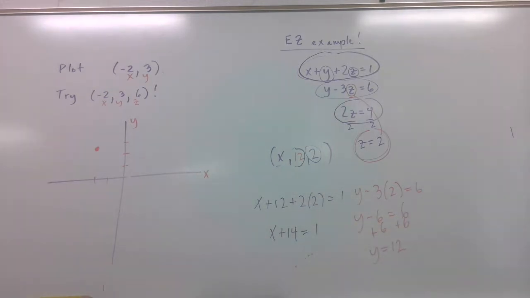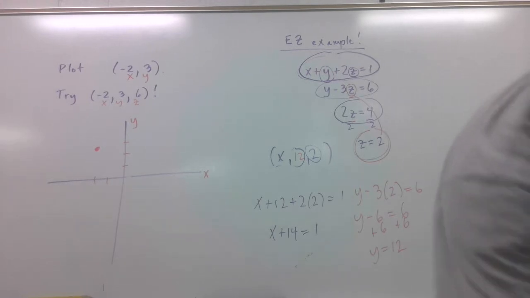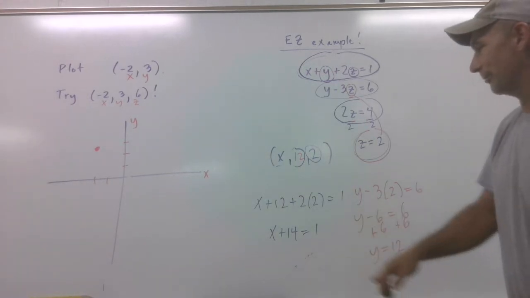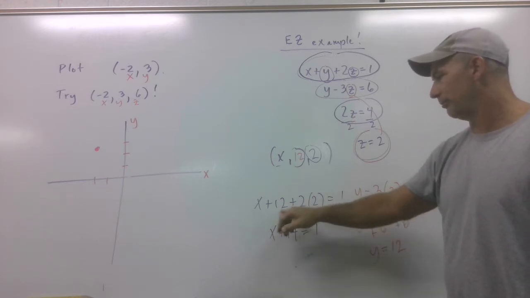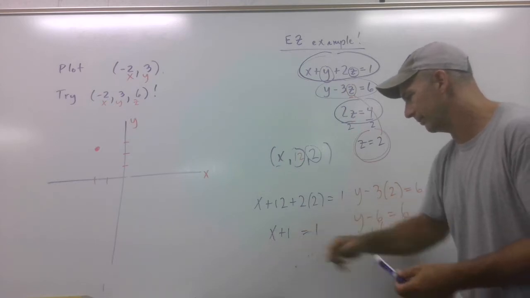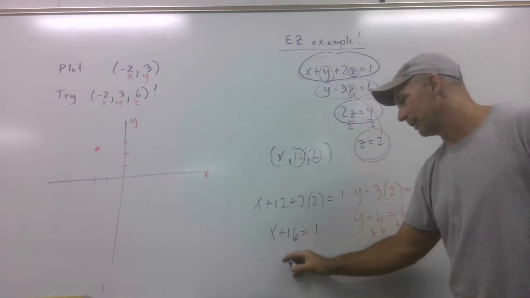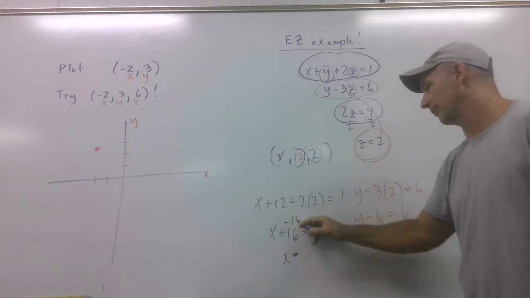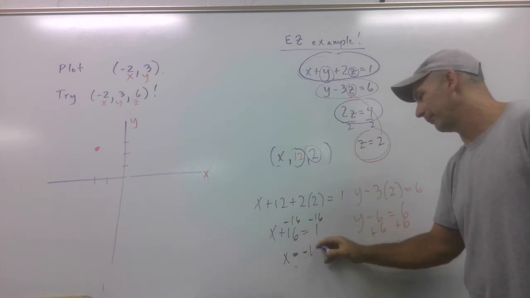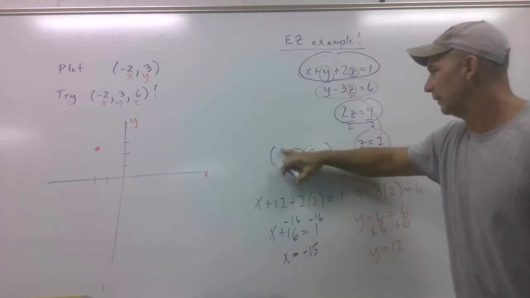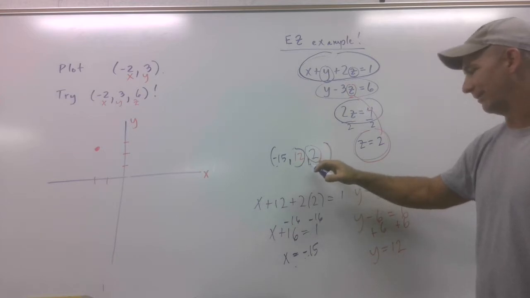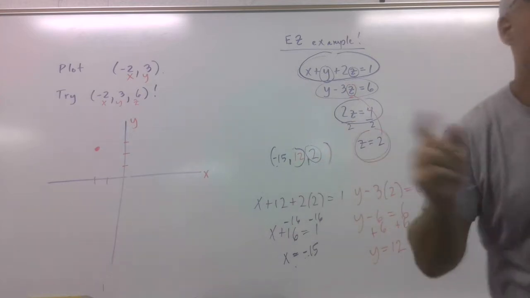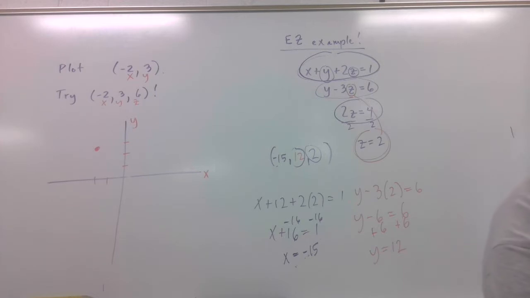Hold on a second. I knew something didn't feel quite right. Simple math error. 12 plus 4 is not 14. 12 plus 4, what is it, you guys? 16. All right. x equals, if I subtract 16, I get negative 15. So that would be my solution right here: my x, my y, my z. Okay. I got to pause it, put some more stuff on the board. I'll be right back.